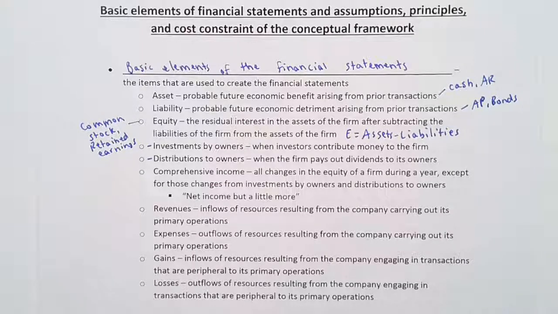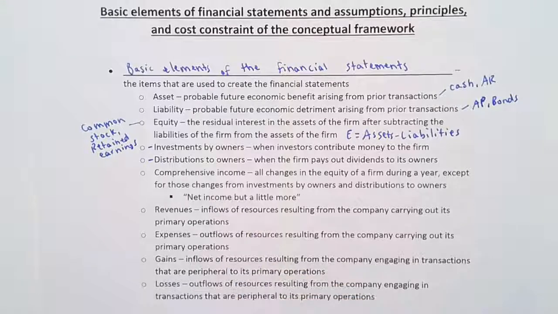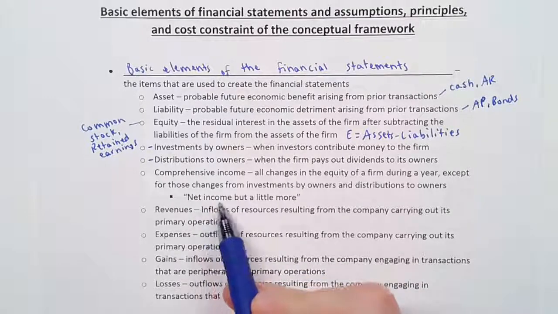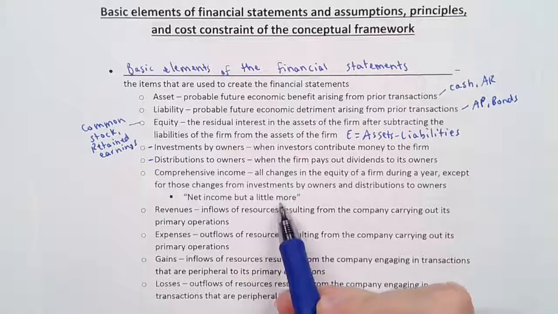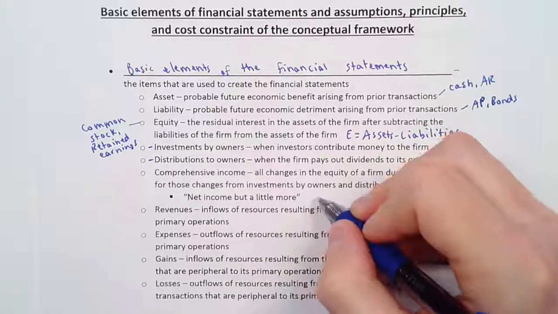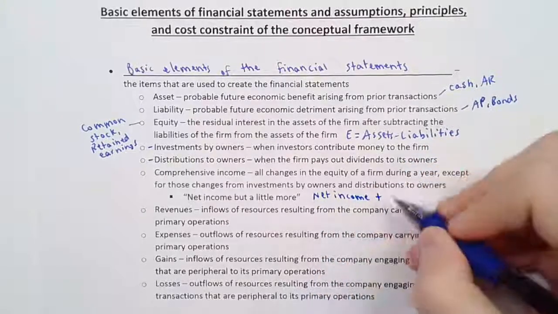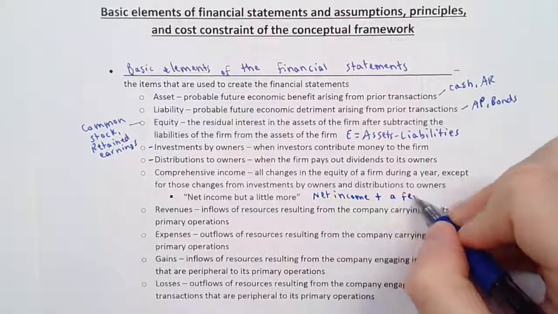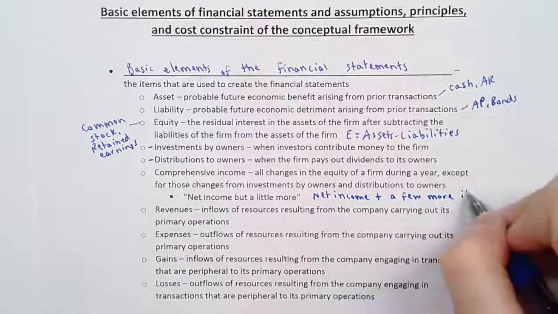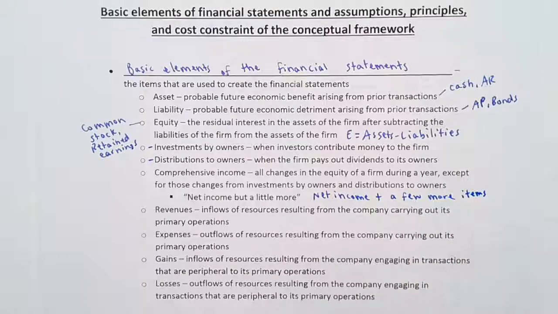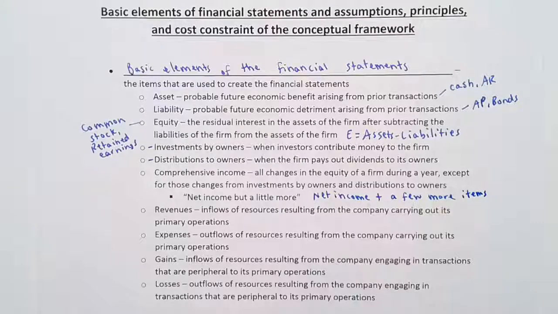And so it still might seem a little vague. The way you can kind of think about it is that it's basically your net income, but a little more. Okay, so you add a few extra items. Okay, so it's basically your net income plus a few more items. Okay, that's basically what we're going to see for comprehensive income, and that's basically it for comprehensive income.